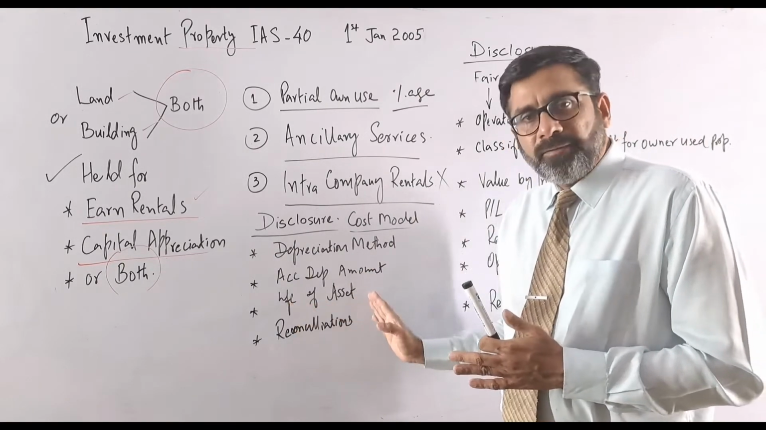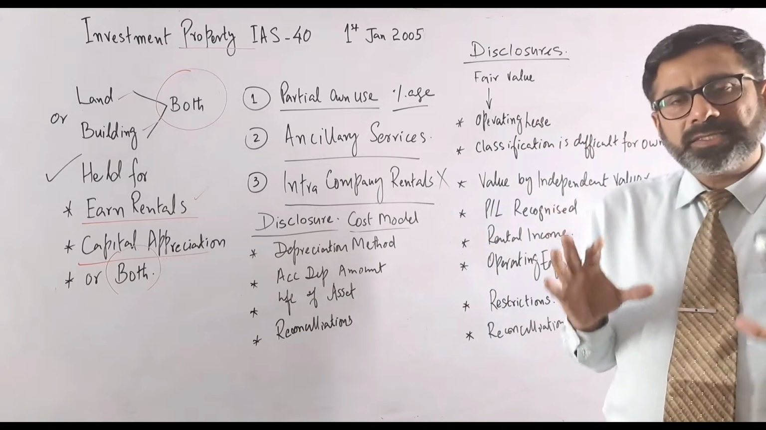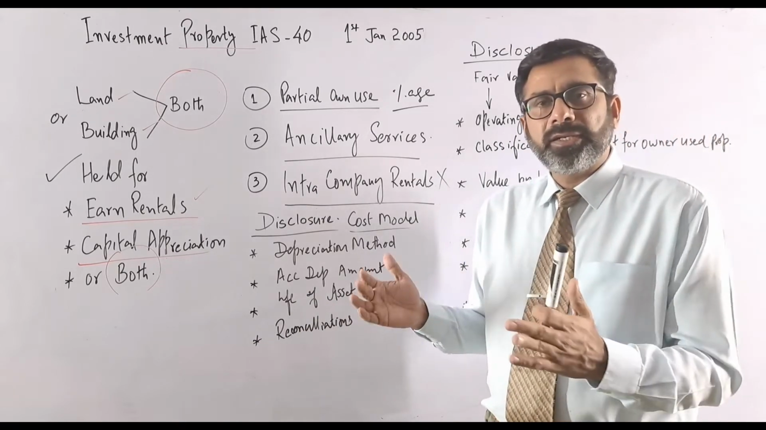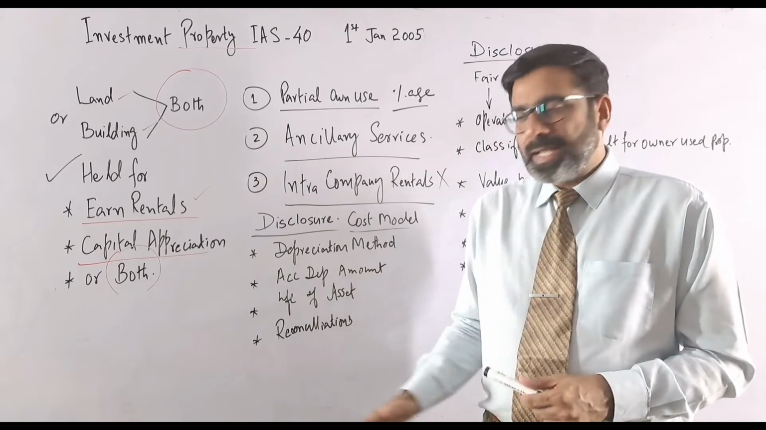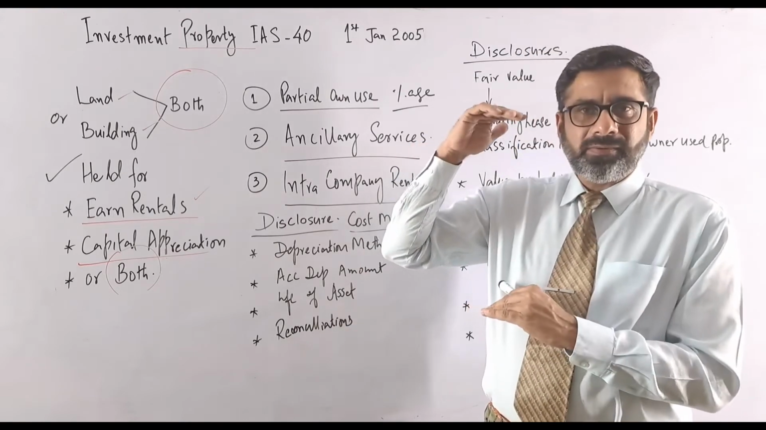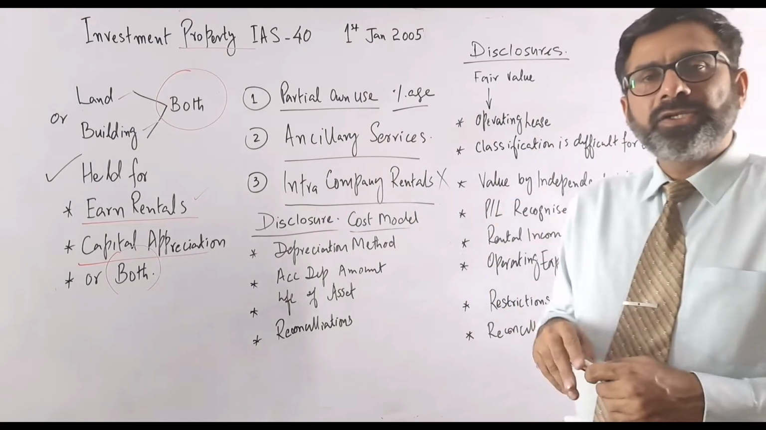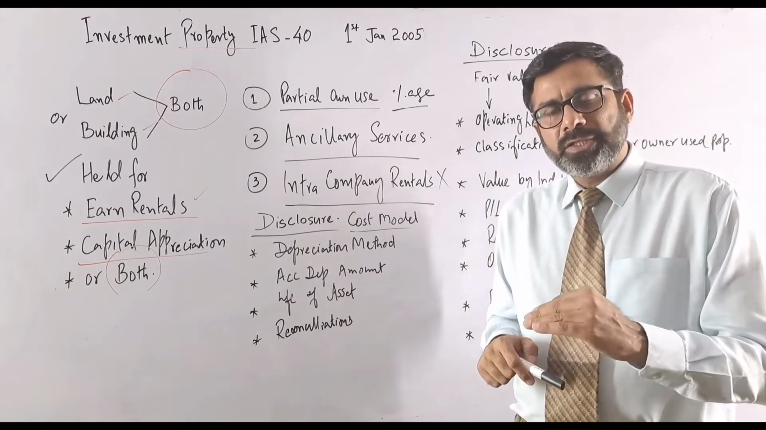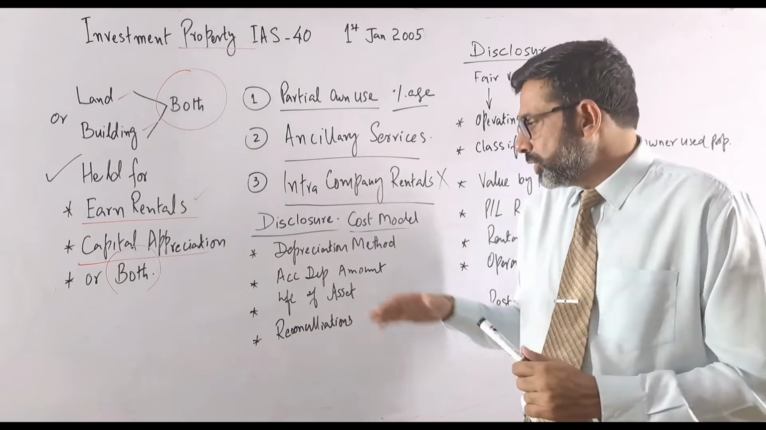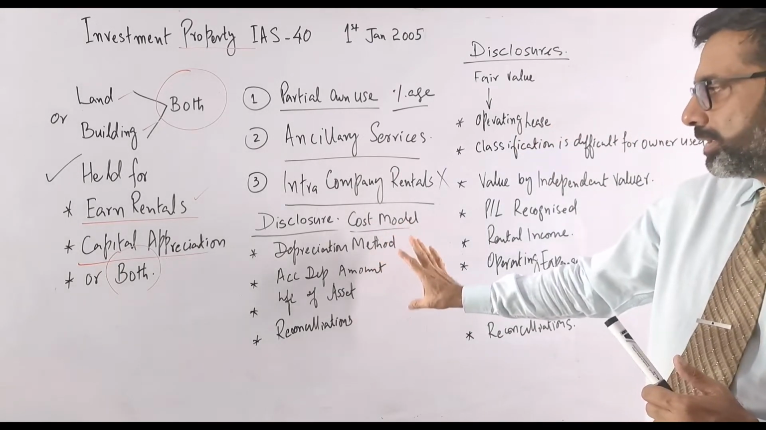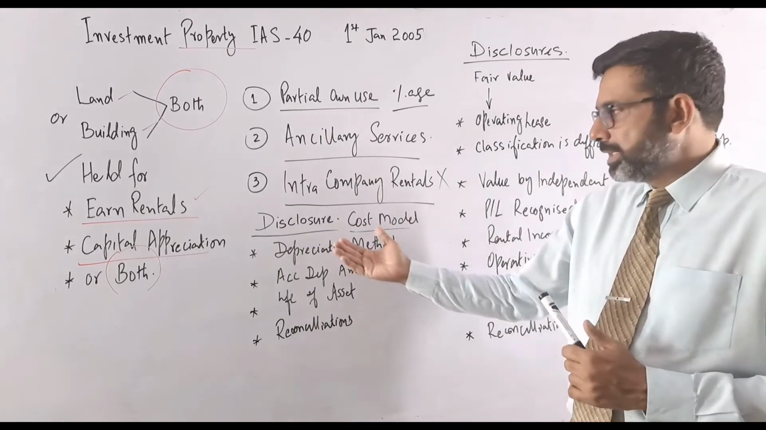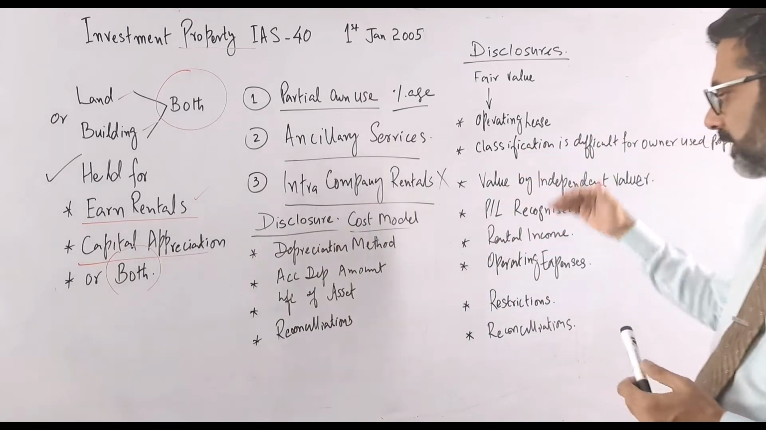And also the life of the asset, that they have recognized it for 5 years, 10 years, 20 years, 30 years. So the life of the asset should be disclosed, and also the reconciliations, meaning what was the value at the start of the year, what is the value at the end of the year, and during that year any disposals or additions, or if there's any depreciation. So these adjustments are required for the cost method. So these are the disclosures. So some of the requirements are there.